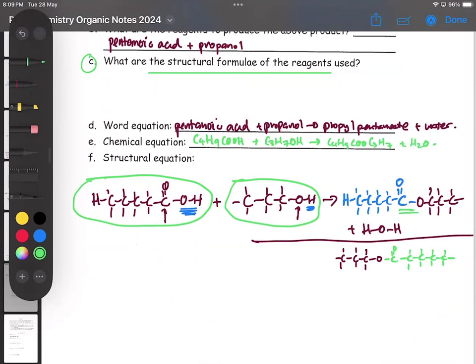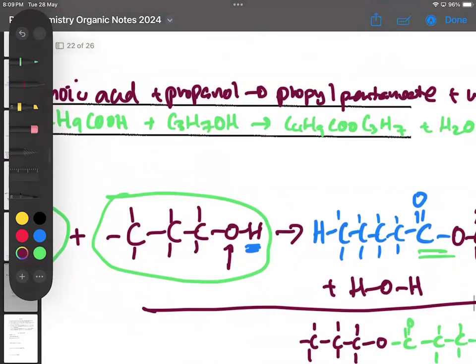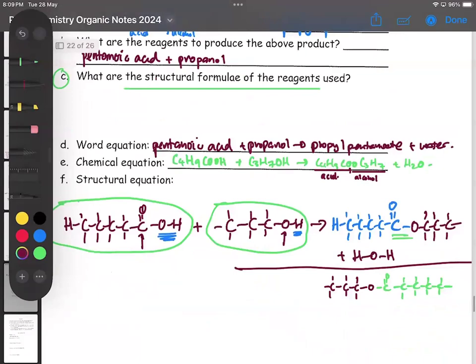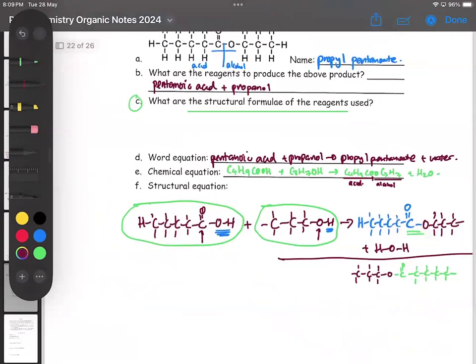You can also see that the way we have written this part here up to the CO, this is the acid component. And this side with the oxygen, this is the alcohol component. Okay, please digest.